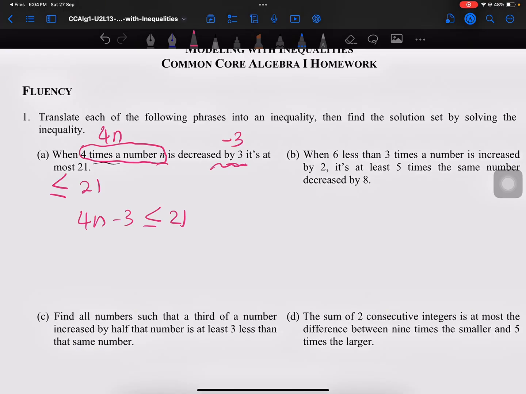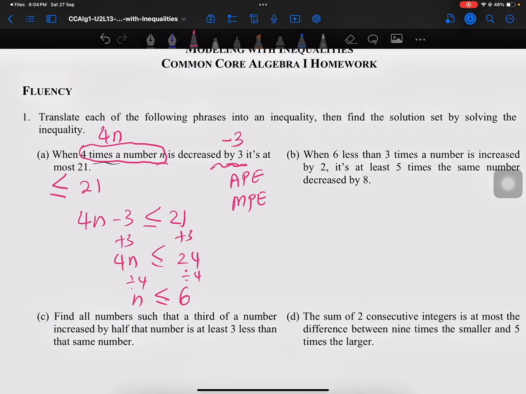Then you will need to find your n values by solving using APE, additive property of equality, plus 3 both sides. You will have 24 for 4n. Next, you will use MPE, multiplicative property of equality. You divide 4 both sides and it will give n less than or equal to 6. So as a conclusion, the number must be 6 or smaller.